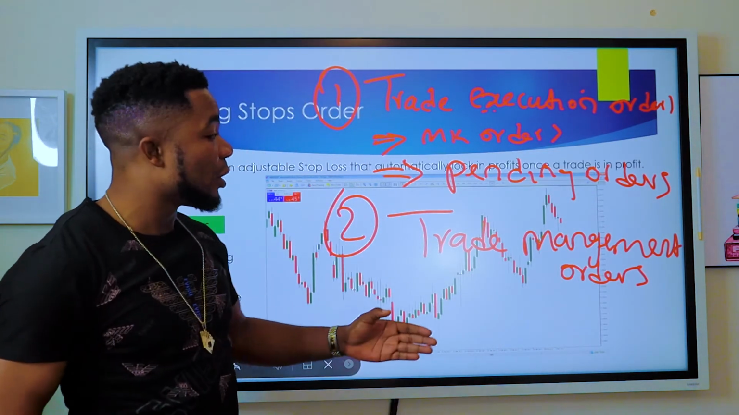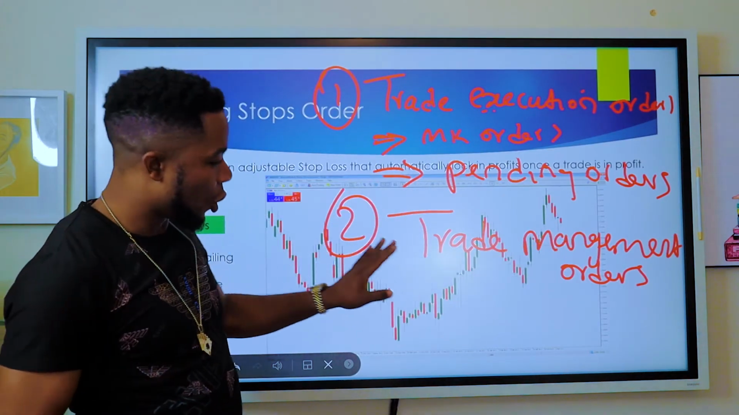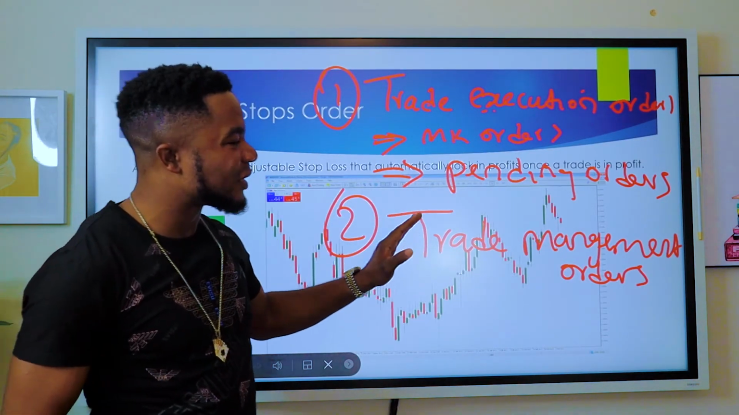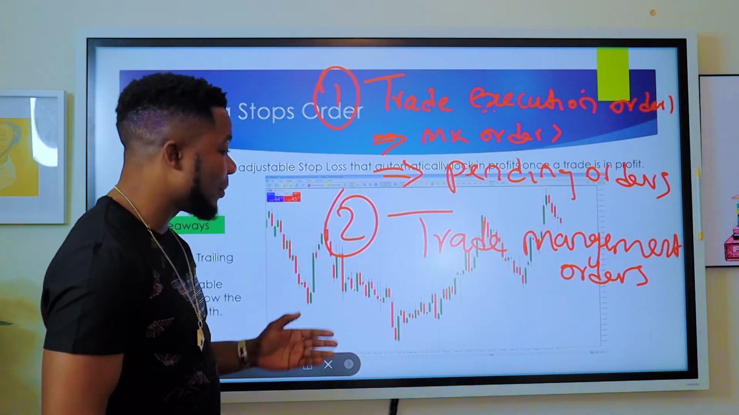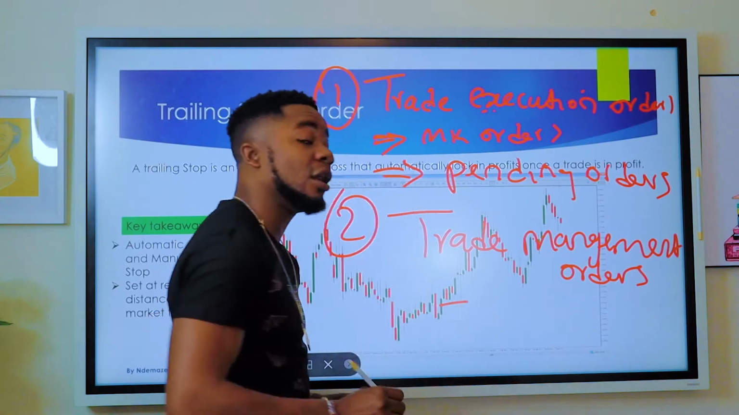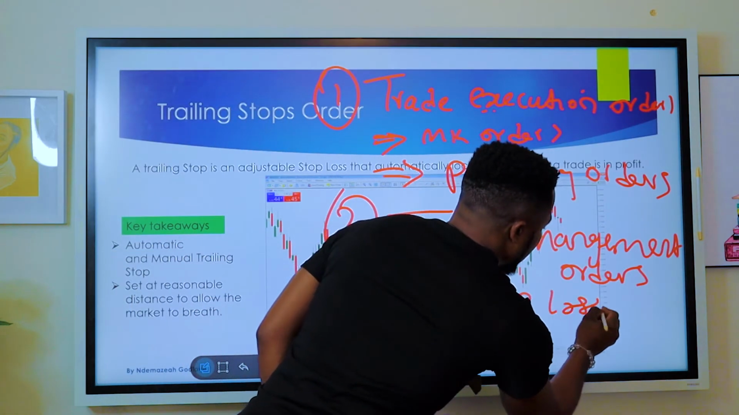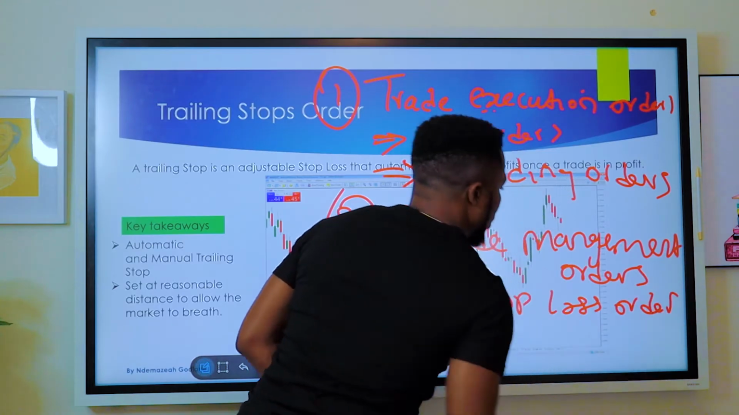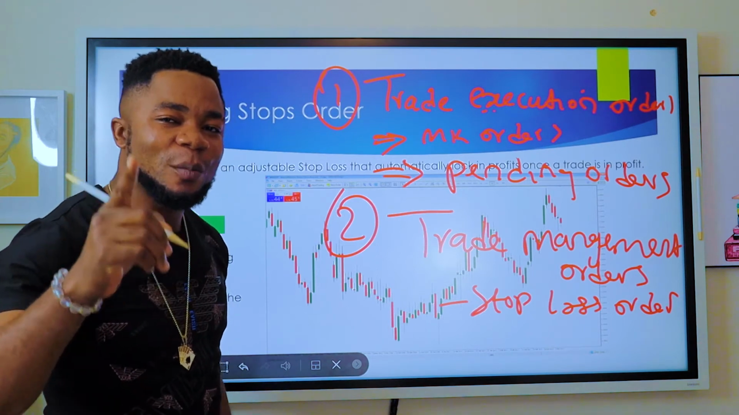And then number 2, under trade execution orders, we have market orders and pending orders. Under number 2, we have now what we call trade management orders. Under trade management orders, we have stop loss order, and we also have trailing stop order.